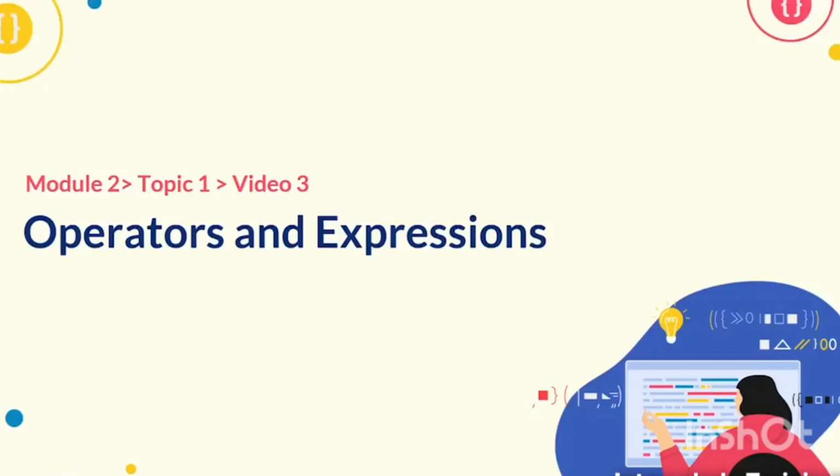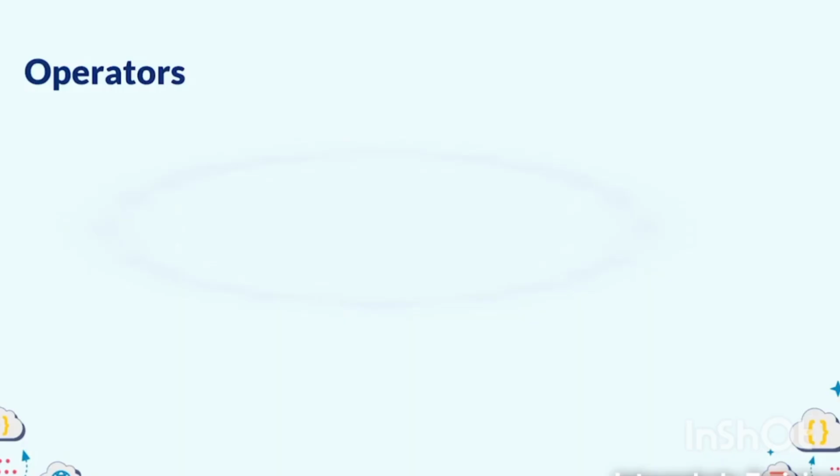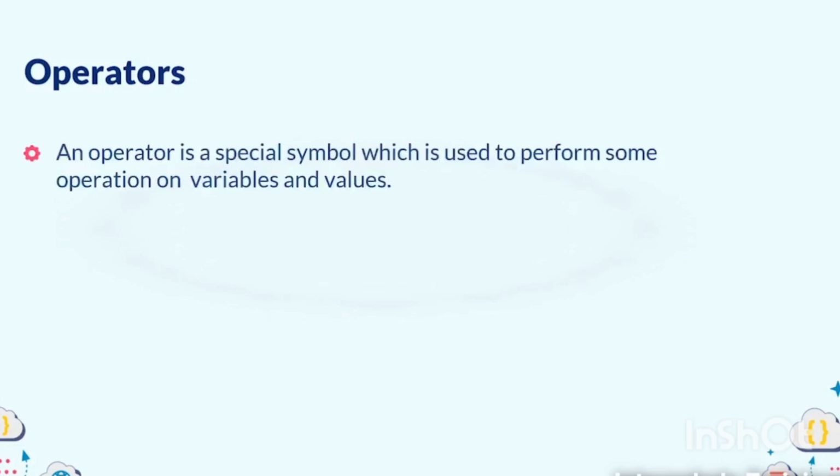And welcome back. In this video, we are going to learn about operators and expressions in Java. First, let us understand what is an operator. As the name suggests, an operator is a special symbol which is used to perform some operation on variables and values. For example, we can use plus as an addition operator to add two values.